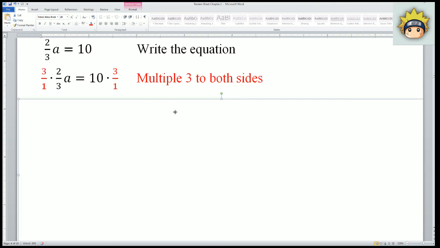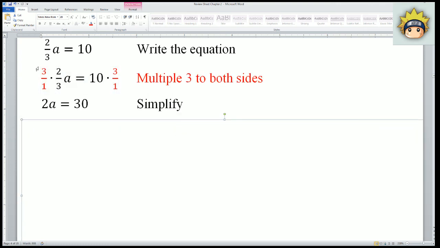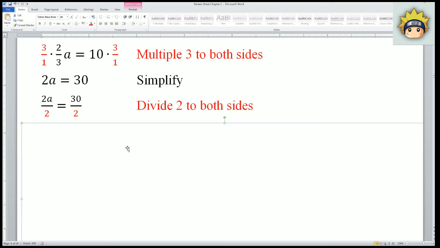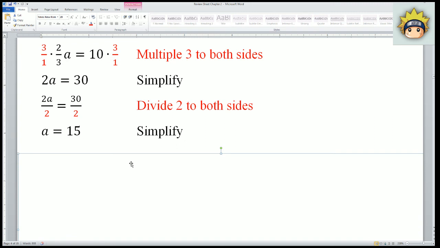Once you multiply by 3, the left hand side, you're left with the 2a, right? Because the 3 over 3 here makes 1, so what's left is just the 2a on the left hand side. The right hand side, 10 times 3 is 30. a is not alone yet. You have to divide by 2. Okay? Once you divide by 2 on both sides, the left hand side becomes just a. The right hand side is 30 divided by 2, which is 15.